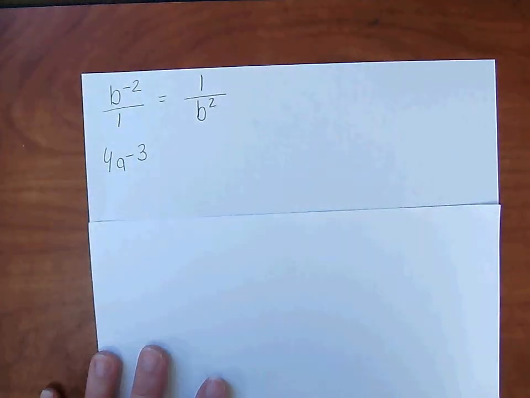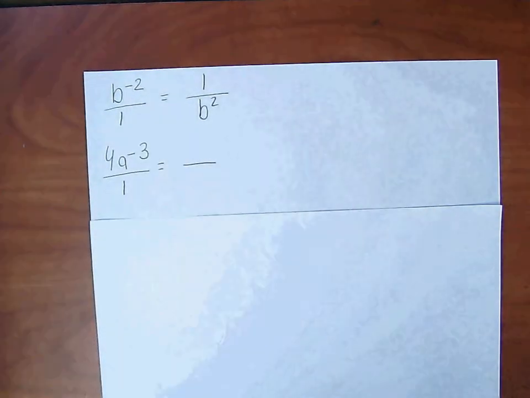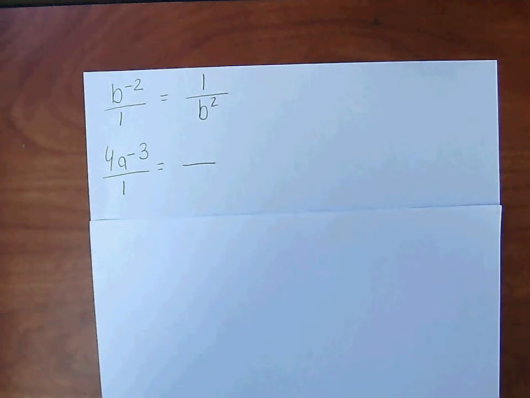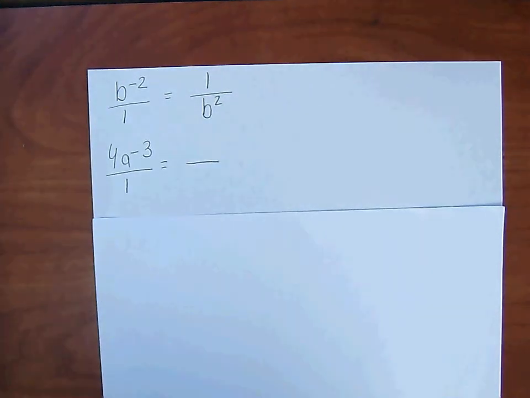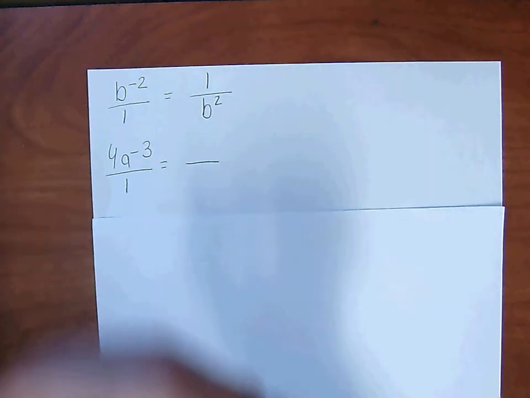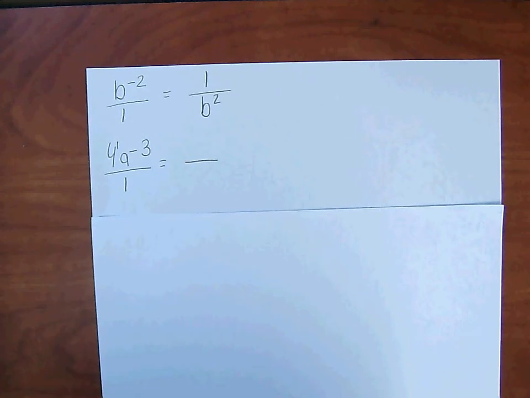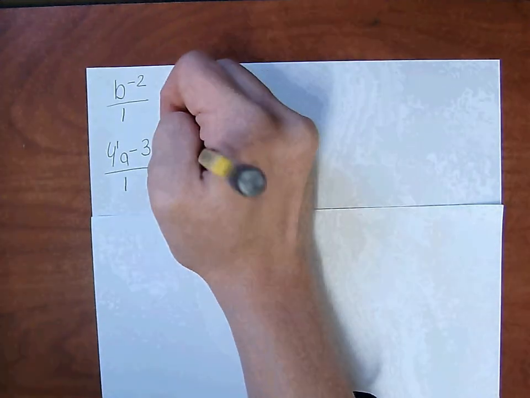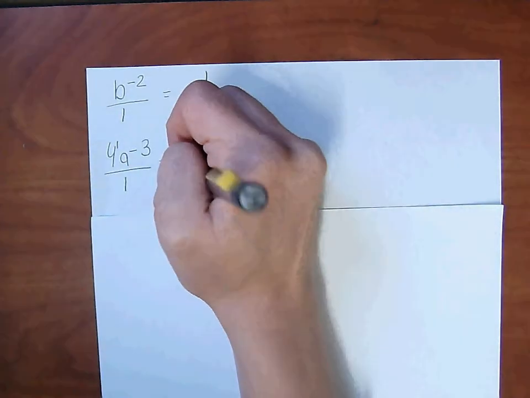4a to the negative third, make this a fraction. Now the biggest mistake I see is that students move the entire 4a to the negative third down to the denominator and make that 3 positive. Understand that the exponent of negative 3 only belongs to the a. There is not a parentheses around the 4 and the a. 4 has an exponent of 1. So since 4 has a positive exponent in the numerator, we're going to keep it in the numerator. The only reason to move from numerator to denominator is if the exponent is negative. So a is going to move down to the denominator and become a cubed.